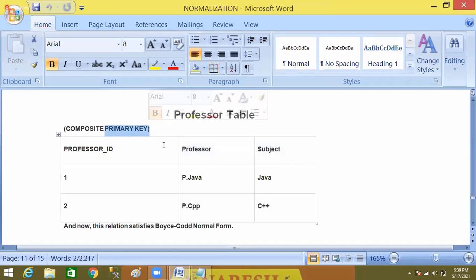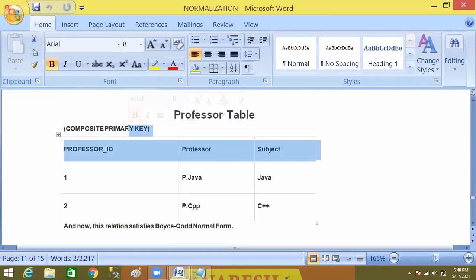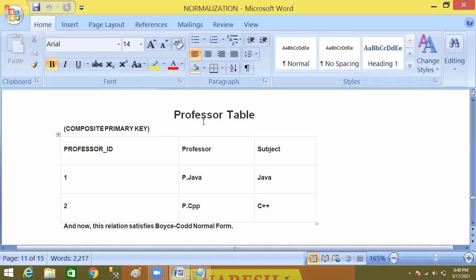Professor depends on subject, and now professor is a primary key. That means professor is now a super key. So professor depends on subject and professor is a super key. It means primary key. So now this table satisfies Boyce-Codd normal form. This is what we call BCNF.